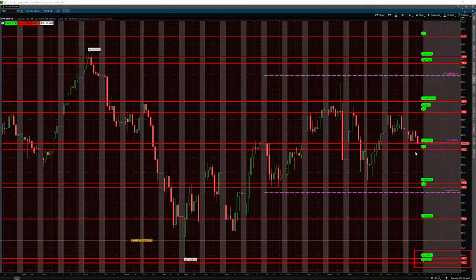And then here is the 3950 level, and also this 3960 level that has held as support earlier today. It looks like that was just broken now. And then here's the 4000 level.